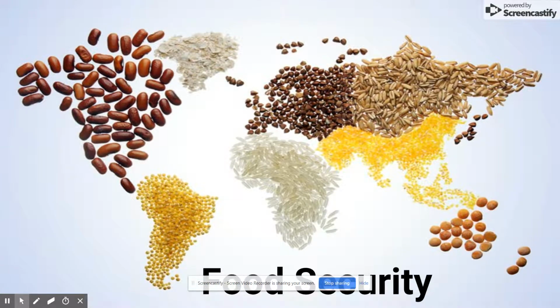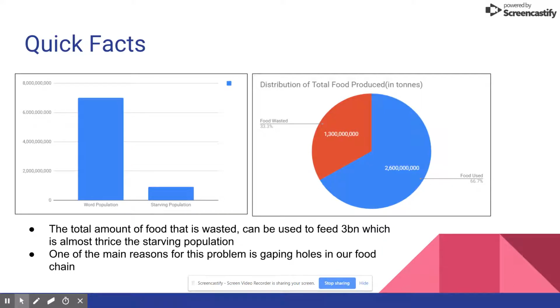Before I delve further into the presentation, I just wanted to show you a few quick facts. There are two charts on this slide. The first one shows us the world population versus the number of people who are starving in the world. Currently, our world population is around 7 billion. At the same time, there are around 950 million people who starve annually.